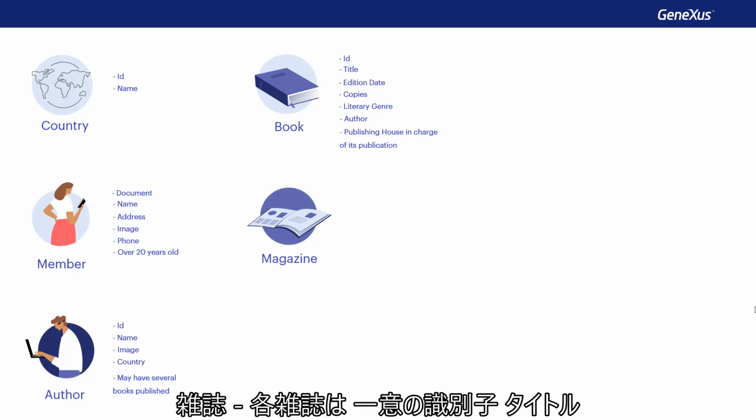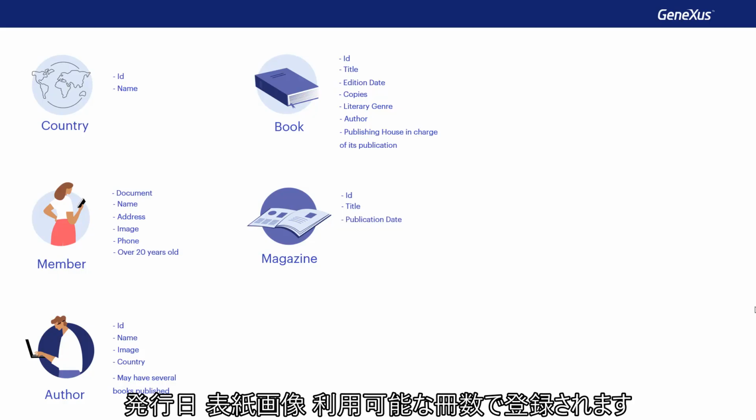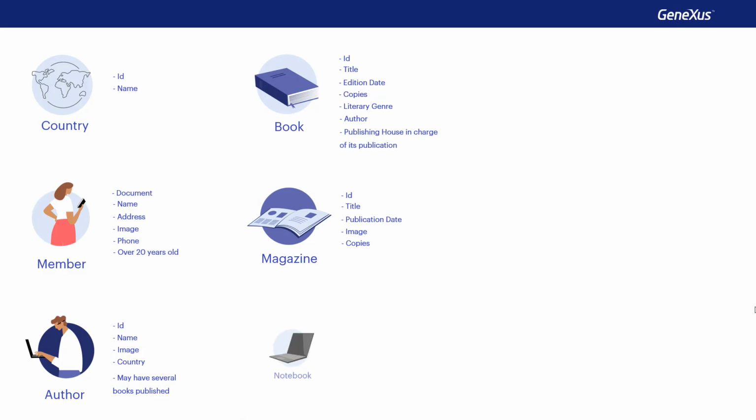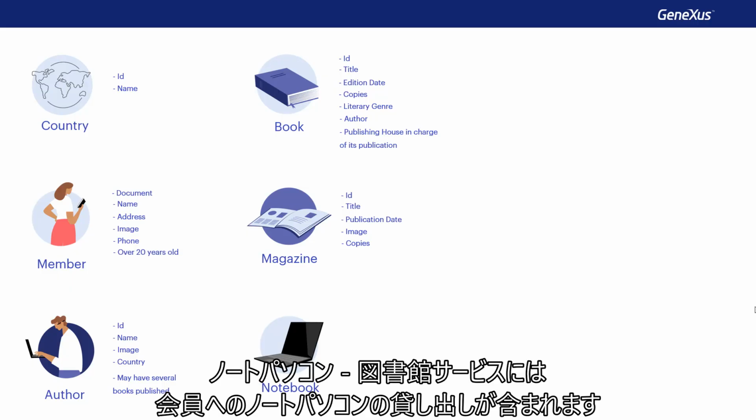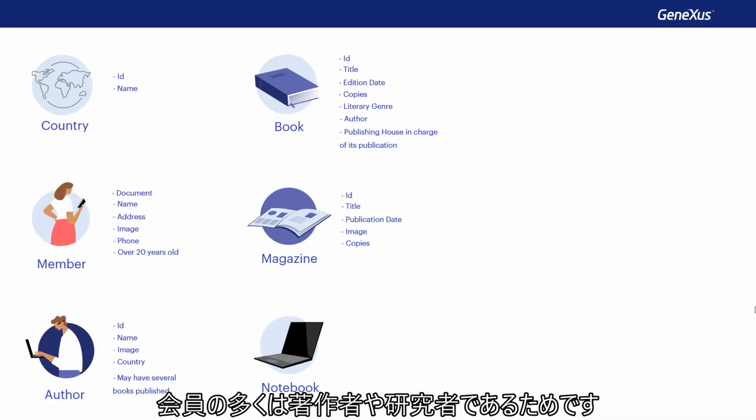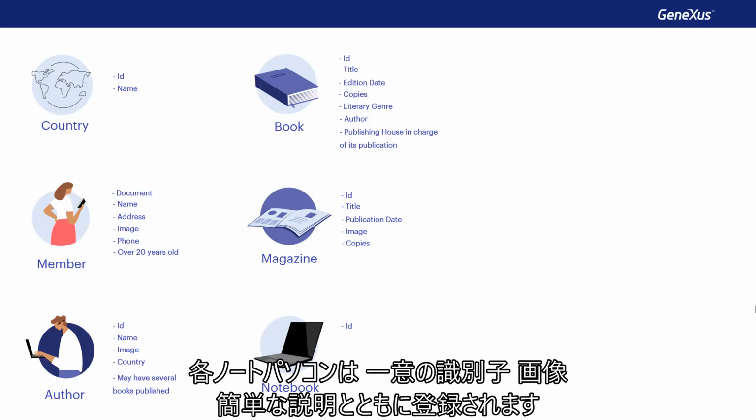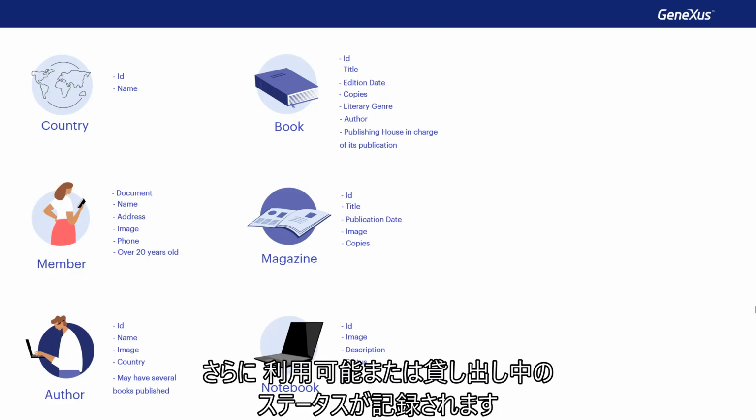Magazine. Each magazine is registered with a unique identifier, title, date of publication, cover image, and the number of copies available. Notebook. The library's services include loans of notebooks to its members, since many of them are writers and researchers. Each notebook is registered with a unique identifier, its image, and a short description. In addition, its status, available or checked out, is recorded.